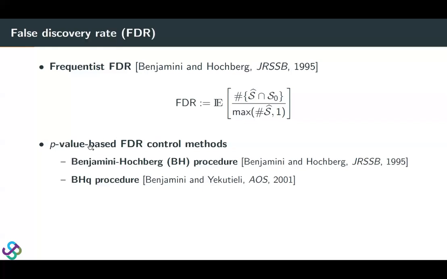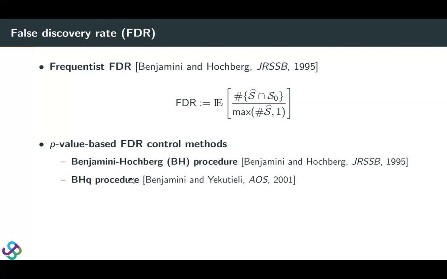So you need to have a valid p-value for each test, and then the BH procedure will give you a threshold on the p-values. However, the BH procedure assumes that the p-values are independent, which may not be the case because your different features may have some dependence. So then to account for the positive dependence scenario of features, there is a BHQ procedure or BY procedure.